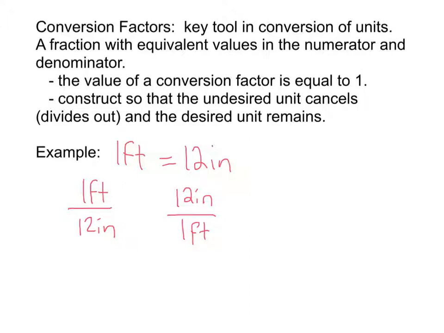We would choose which one of these two we wanted to use based on what unit we were given and what unit we wanted to end up with, and getting the units to cancel out so that we end up with one unit or another. We're going to illustrate that on the next slide. But basically the key concept here is taking an equivalence relationship and being able to make a fraction, called a conversion factor, out of that.